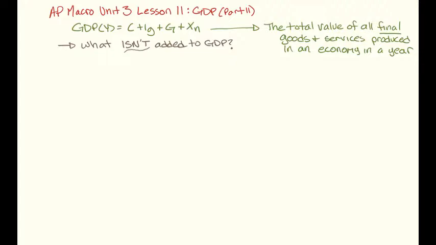So topic number one we're going to cover is what isn't added to GDP. We need to make some lists of things that don't get calculated in there, so that the kids know not to add them in if they're given a list of things and asked to calculate GDP.